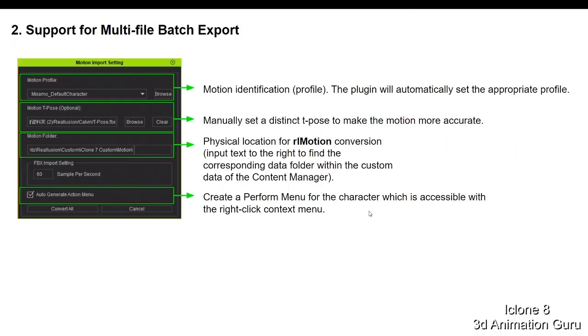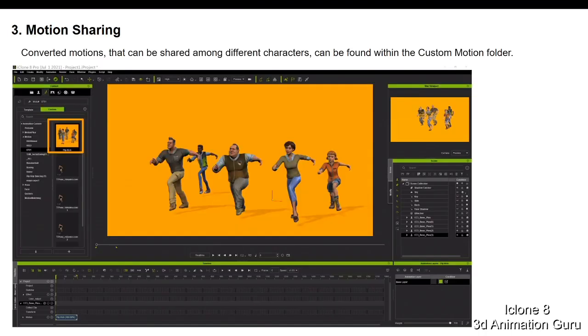Then you have support of multiple file branch exports. Then you have the motion sharing, like one character can be able to share converted motion that can be shared among different characters. That will also be available in iClone 8.